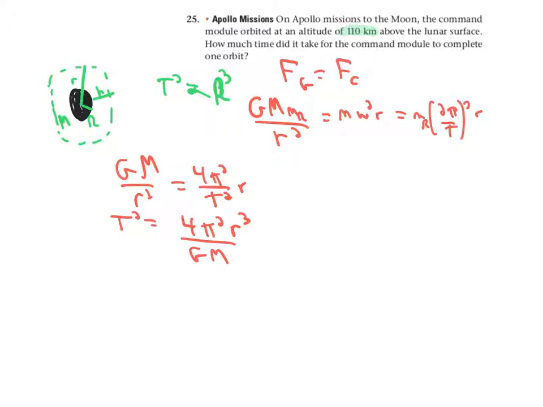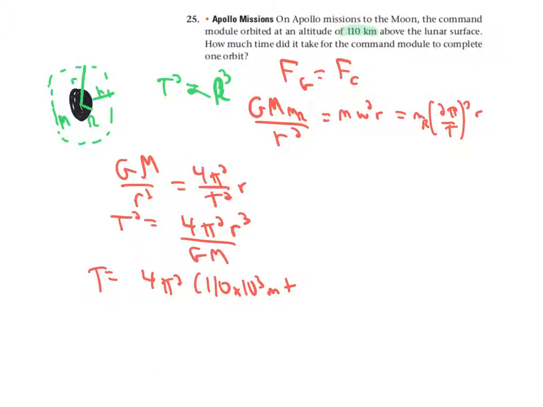So that's Kepler's third law, and what we're going to do is say that the period that we want is the square root of all that stuff. So it's going to be 4 pi squared times the distance, which is 110,000 meters, plus the radius of the Moon.